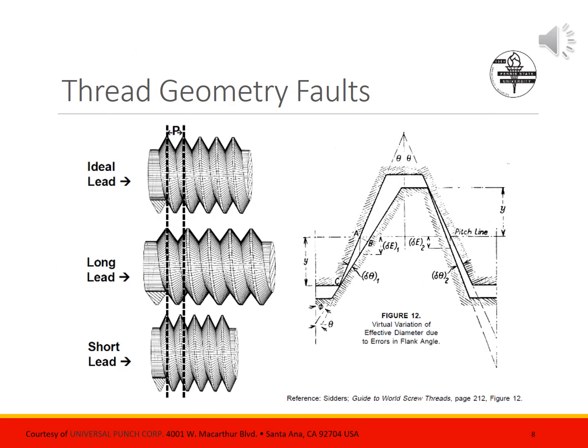Now, formed threads can have faults. They're going to have many faults. And here are some examples of geometry faults. External threads will be checked with thread ring gauges and not thread plug gauges, but in the drawing here it's way easier to depict the thread geometry faults with external threads. But the same thing applies either way.